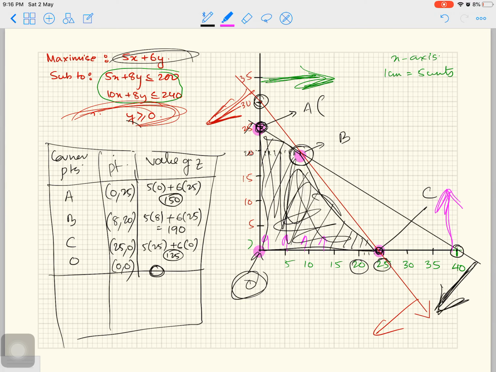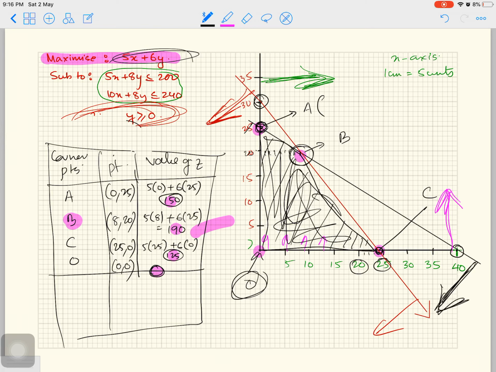Okay, so I have here 4 values, all in purple: 150, 190, 125, and 0. Which one of these is maximum? 190. So here I have the answer, because this sum was to maximize the objective function. So out of these 4 values, the maximum value is at B. The maximum value is at B.